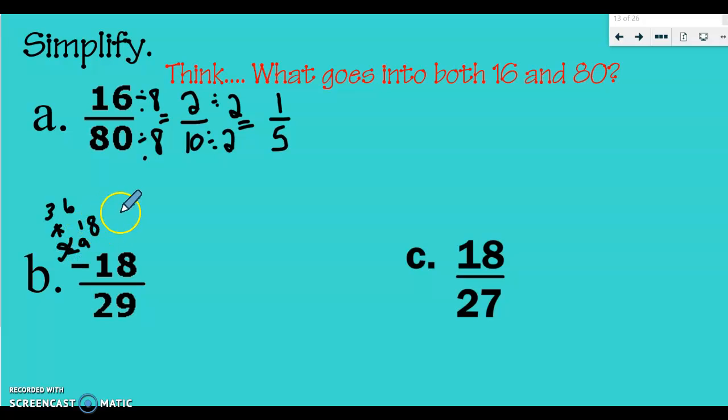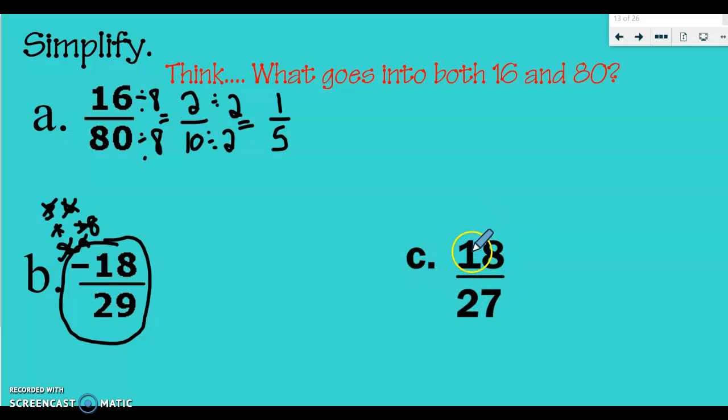18 we know is 18 and then 36, so it doesn't go into it. The multiples of 9 are 9, 18, 27, so 9 doesn't go into it. Multiples of 3 are 3, 6, 9, 12, 15, 18, 21, 24, 27, 30. Doesn't go into it. Let's say 6. So 6 is 6, 12, 18, 24, 30. 6 doesn't go into it. So this is the lowest that it could be. It is most simplified, because there are no common factors of 18 that go into 29.